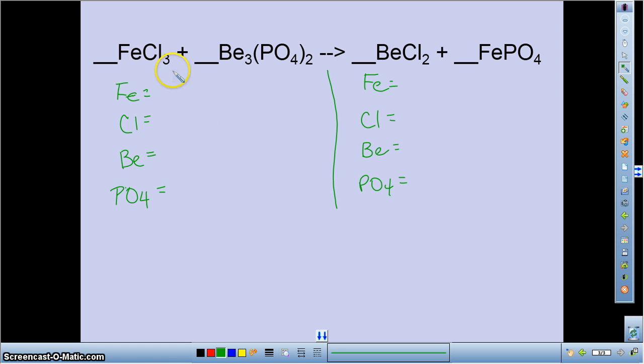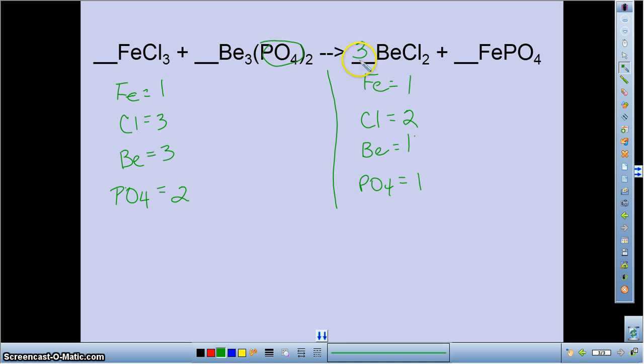So I look at this and I write down what I have. I have 1 iron, I have 3 chlorine, I have 3 beryllium, and I have 2 units of phosphate. Over here I have 1 iron, I have 2 chlorine, I have 1 beryllium, and I have 1 phosphate. So when I look at this, I can say, okay, my iron is okay. My beryllium, let's look at it. It's my other metal, so let's see if we can balance the beryllium.